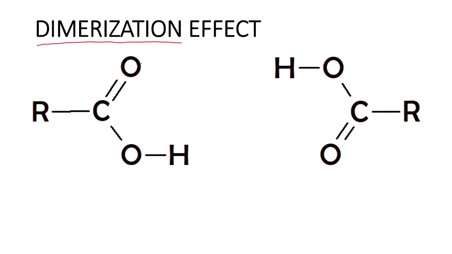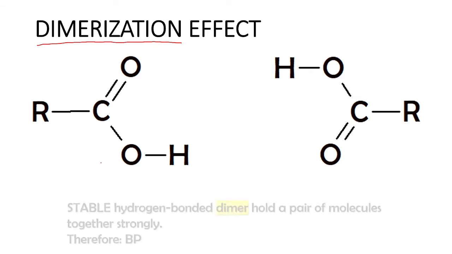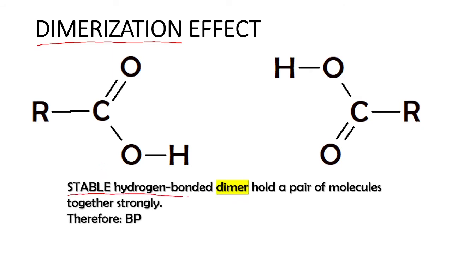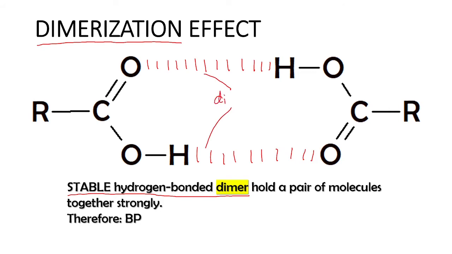One characteristic that can occur to carboxylic acid is dimerization. So what is dimerization? Shown to you here is 2 carboxylic acid. Dimerization is actually a stable hydrogen bonded dimer bond. So in each of the carboxylic acid, it can have this interaction. This interaction is actually hydrogen bond, but it is called dimer. The long name is stable hydrogen bonded dimer.